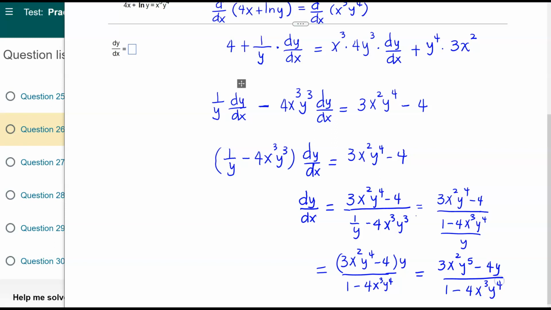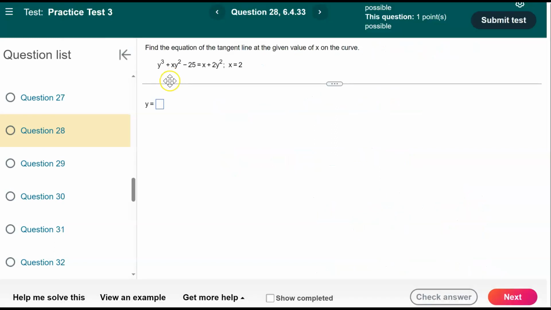So next problem, find the equation of the tangent line at the given value of x on the curve. So the curve is an implicit function, and we are to find the equation of the tangent line, and the x value here is given.